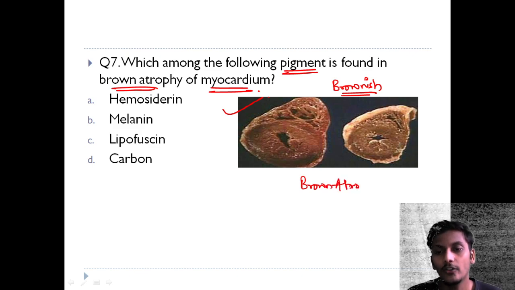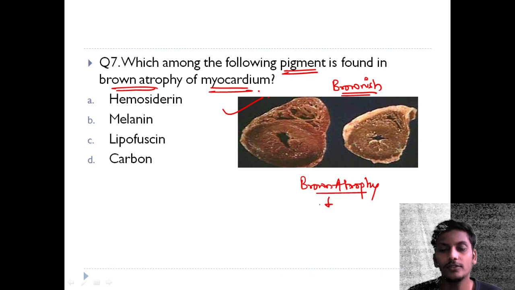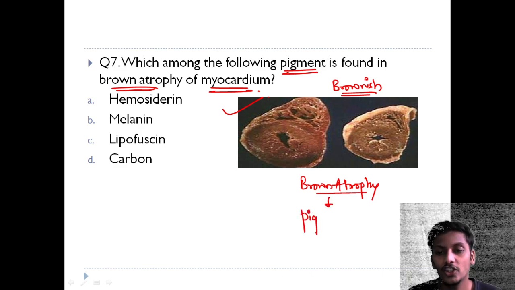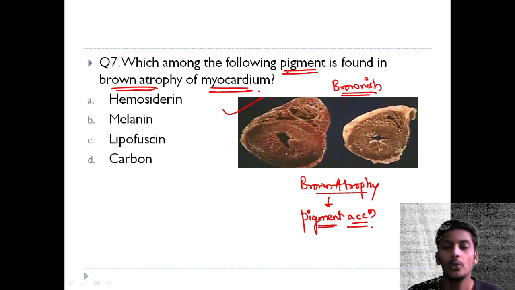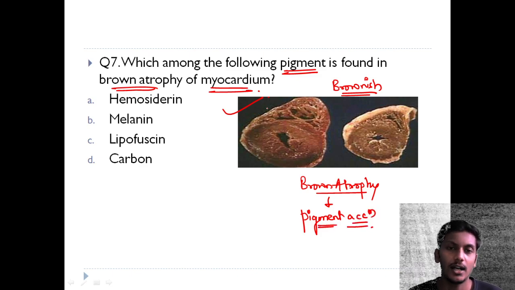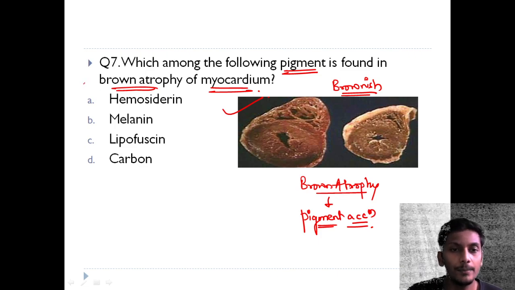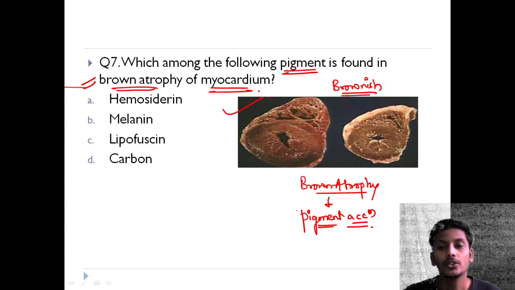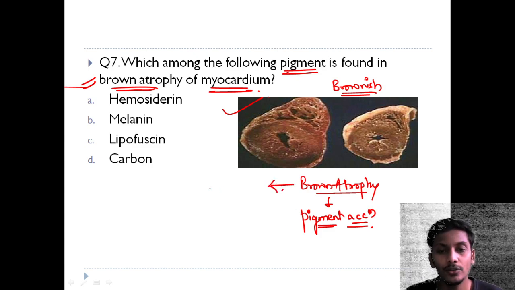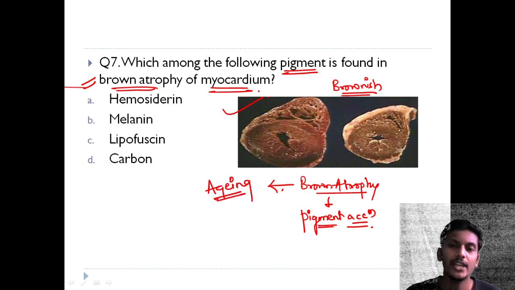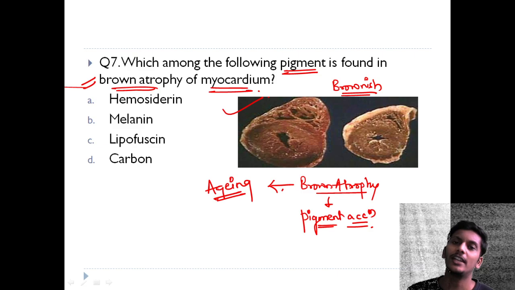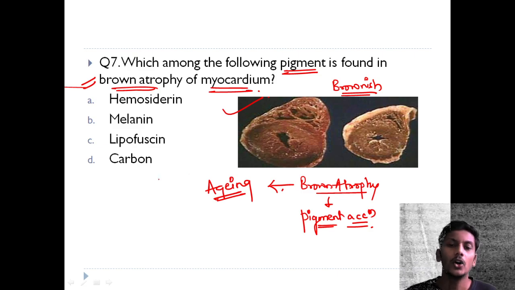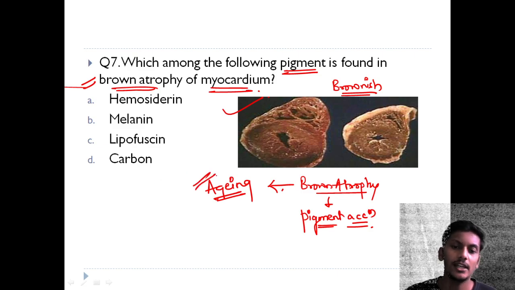And this brown atrophy of the heart is due to some pigment accumulation. There is some pigment which has accumulated in the myocardial tissue which has led to this brownish discoloration of the heart. Okay, so please remember, brown atrophy also occurs in liver tissue. So this brown atrophy is usually associated with what? It is usually associated with aging, senility. As age increases, pigment accumulation can start in various tissues of the body.